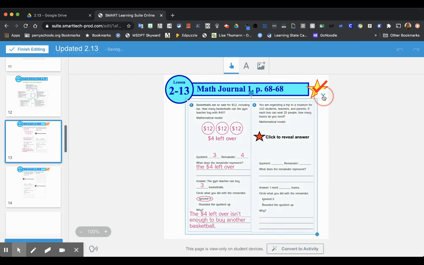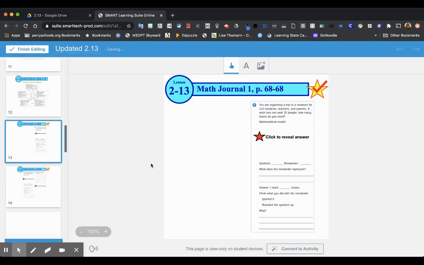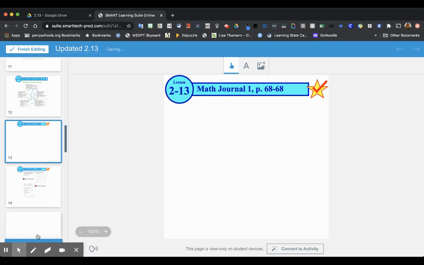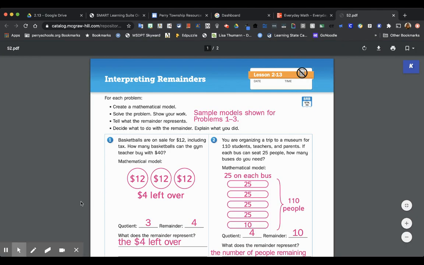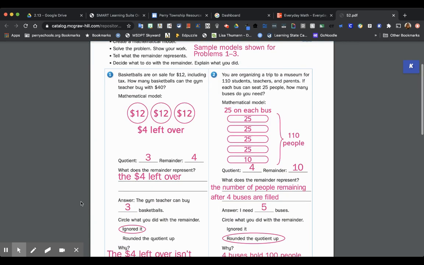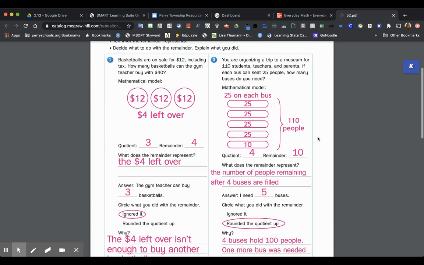Number 2, whoops, I deleted the wrong thing. Number 2, oh gosh, let me pause and fix this. Okay, I cannot get it back, so I've opened up the digital version on the Everyday Math site, so you can see here, it's the same thing, but just different view.